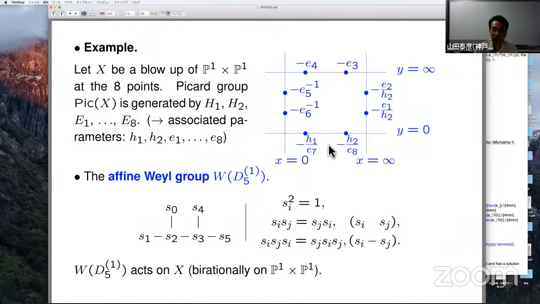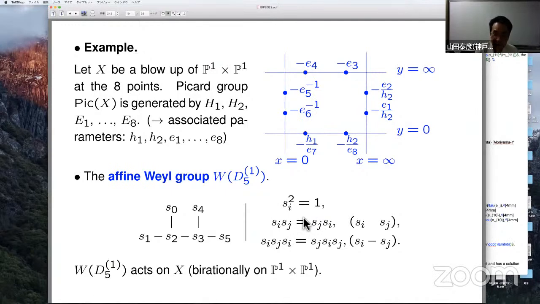And this is the outer nodes of the Dynkin diagram corresponding to the exchange of these points. And the non-trivial actions are given by the S2 reflection and S3 reflection. They correspond to the exchange of these points.